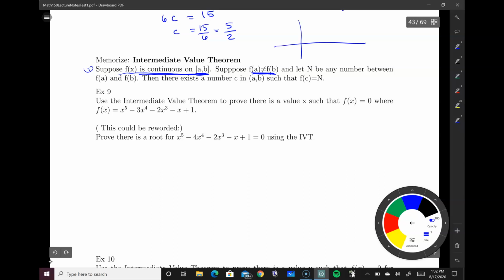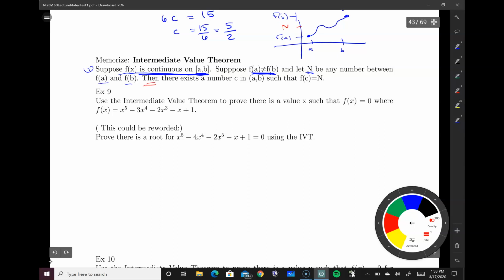So let me just get a little picture going. Here's an a, here's a b, starting at a and going up to b here, right? They're not equal to each other, so f of a and f of b go to two different y values. Okay, so it's continuous, I can draw it without lifting my pen. These two different y values are not the same. Then let n be a number between these two. I'm just going to put n right there, somewhere in between.